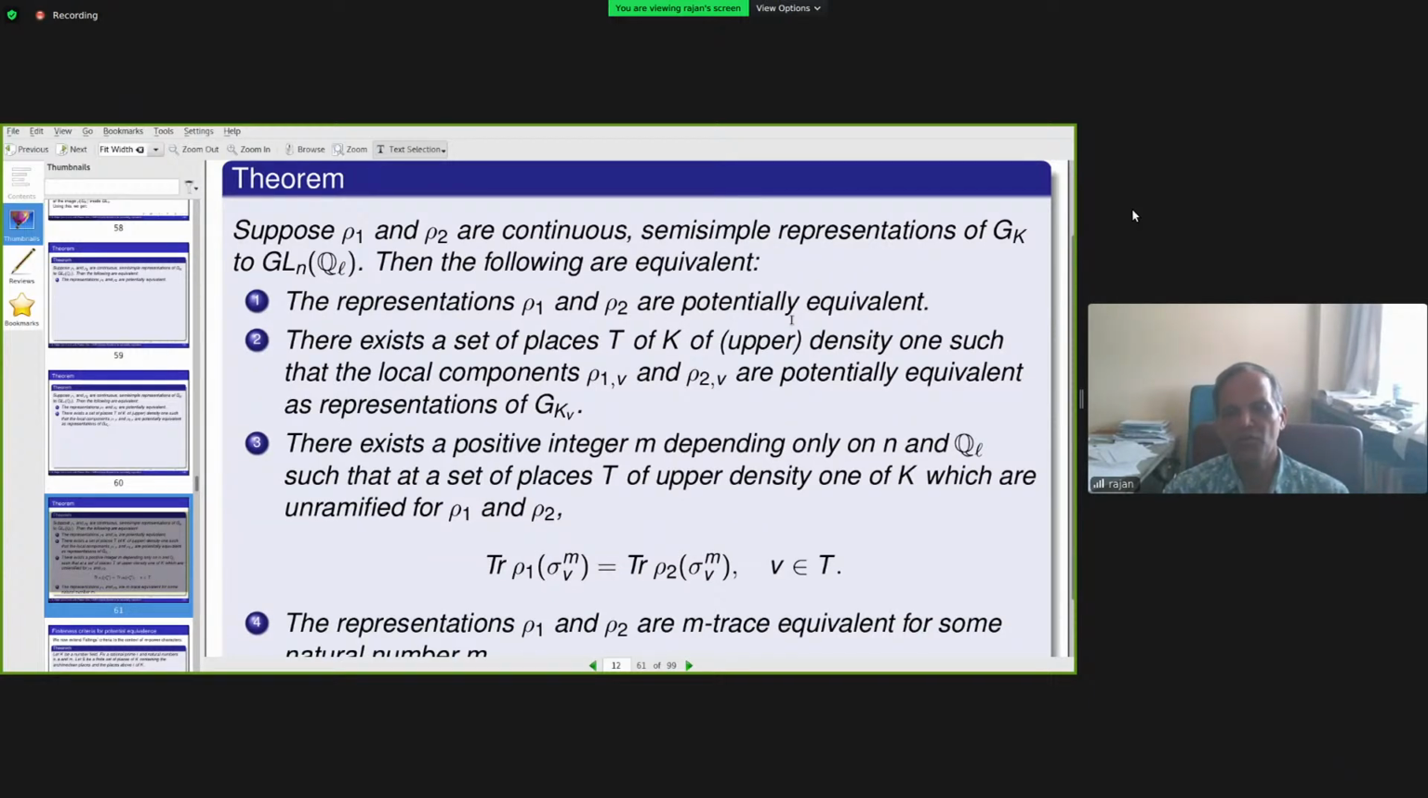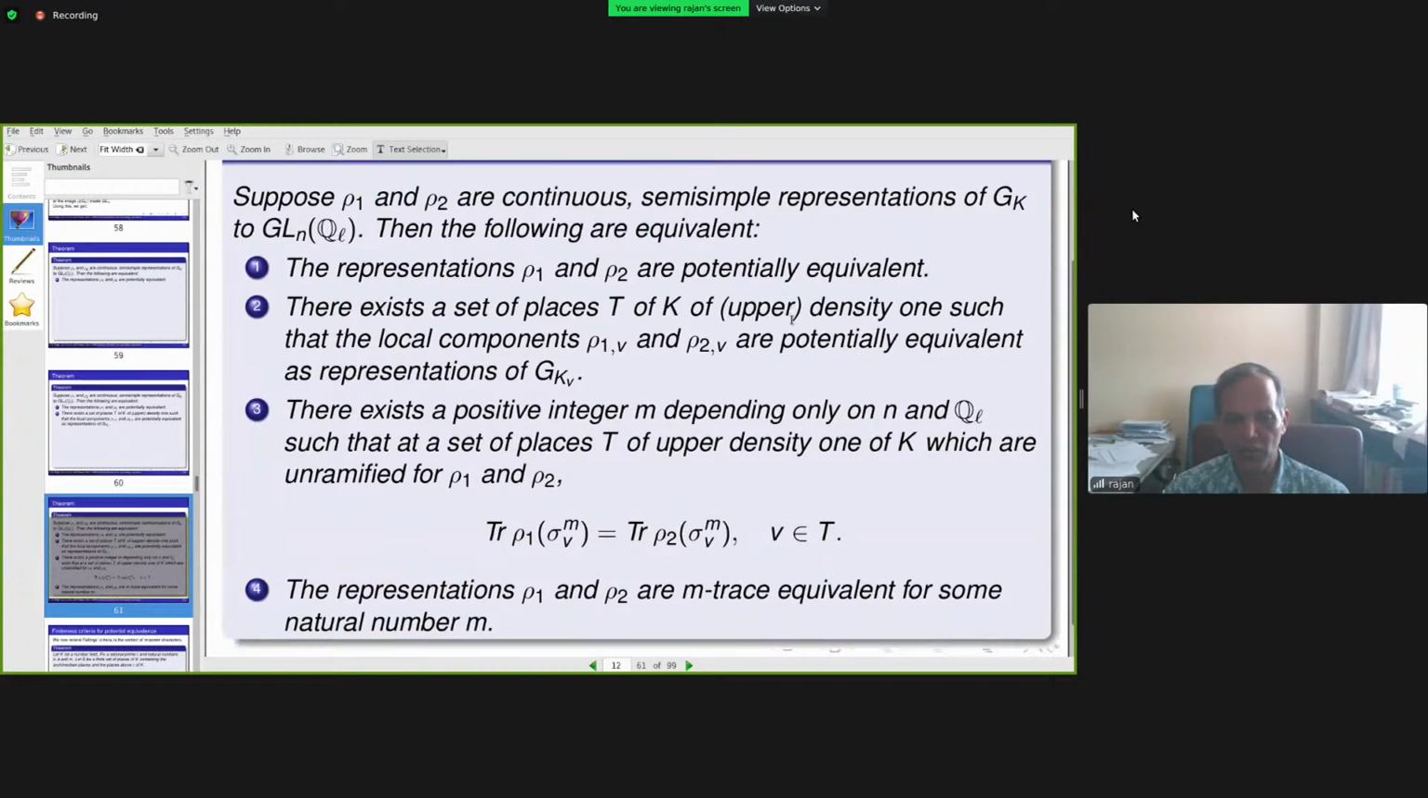And then what we are saying is that the representations ρ1 and ρ2 are m-trace equivalent for some natural number m. So in the context of the Elliptic representations of the absolute Galois group of a number field, you can work with locally potentially equivalent representations at a set of places of density 1, and still you'll be able to say that the representations are m-trace equivalent.